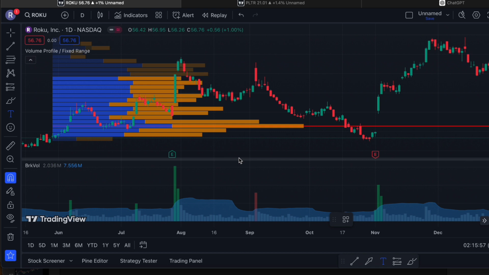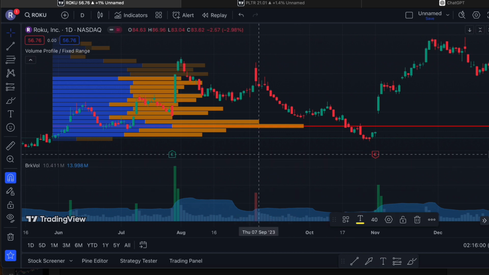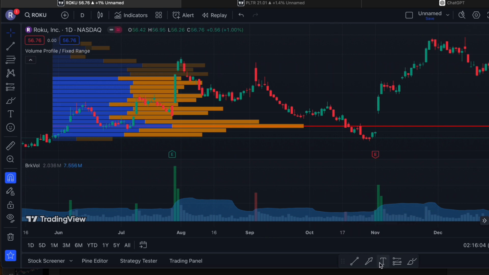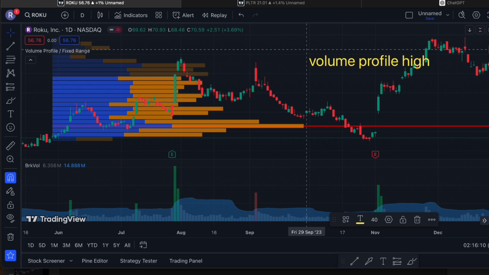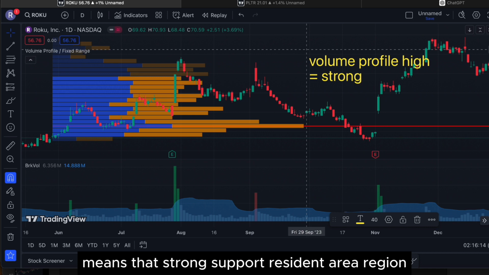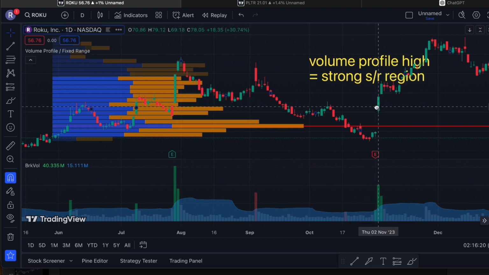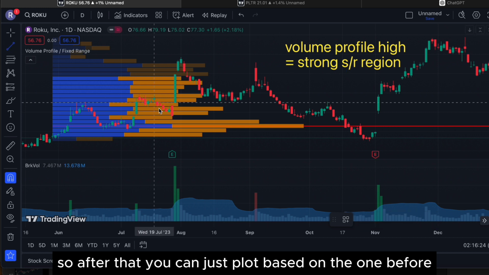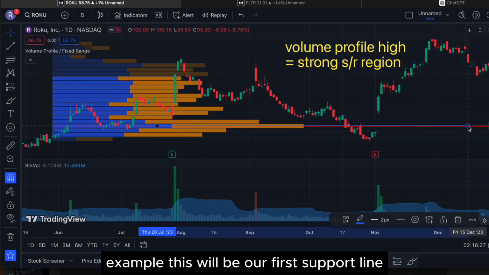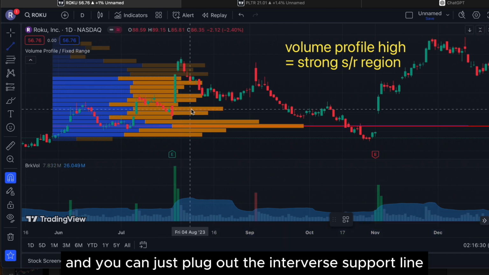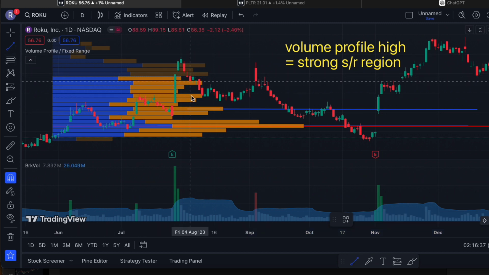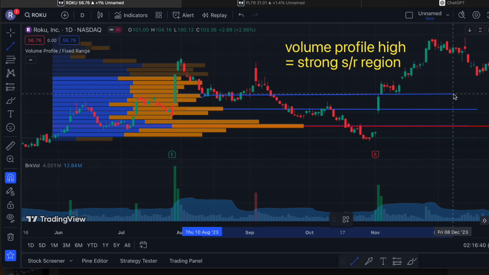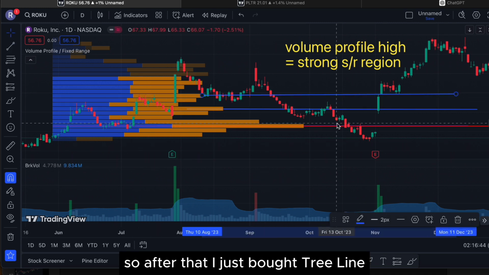So basically, when volume is high, the profile is high, which means a strong support and resistance area. After that, you can plot based on the volume profile. For example, this will be our first support line, and you can plot the interval support lines. So after that, I just plot three lines.